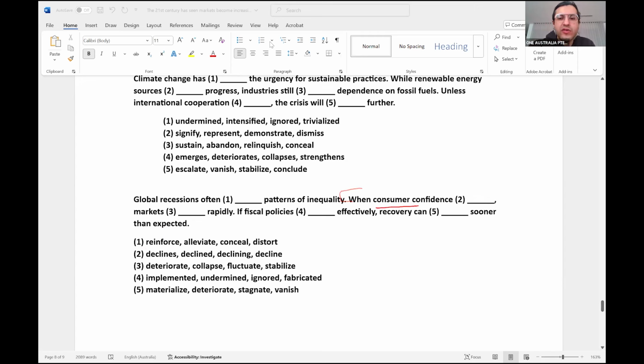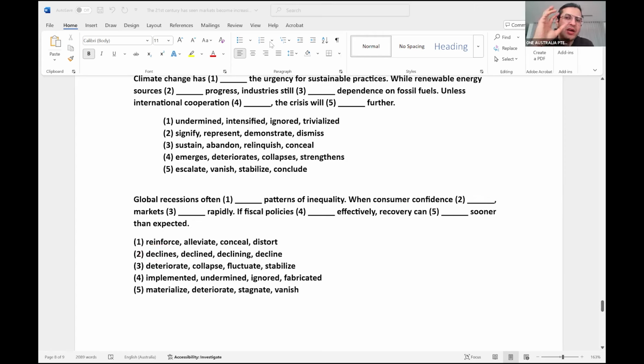When consumer confidence dash, comma, markets dash rapidly. Which verb form will fit? Confidence, is it countable or uncountable? Uncountable. An uncountable noun. You cannot count confidence, right? So after an uncountable noun, in which form do we have the verb? We have it in the ES form, if it's in the present tense. So what is the correct answer? Declines, the first option.